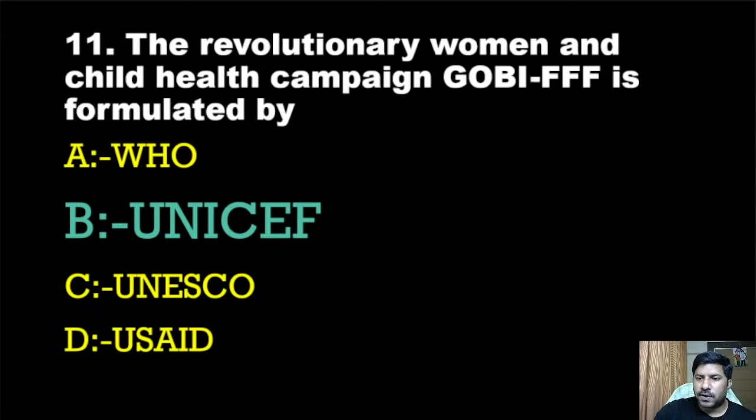GOBI-FFF means growth monitoring, oral rehydration, breastfeeding and immunization, and female education, family spacing, and food supplementation. Once again, G for growth monitoring, O for oral rehydration, B for breastfeeding, I for immunization, F for female education, second F for family spacing, third F for food supplementation. These are a selective package of World Health Organization primary healthcare strategies recommended by UNICEF.